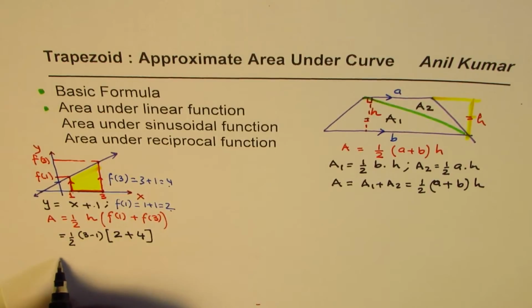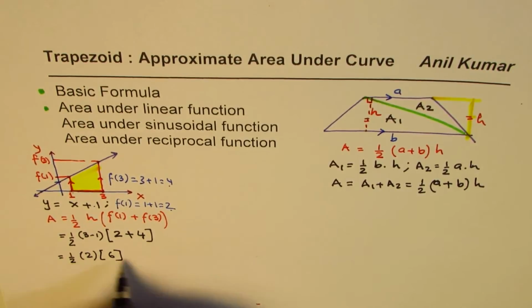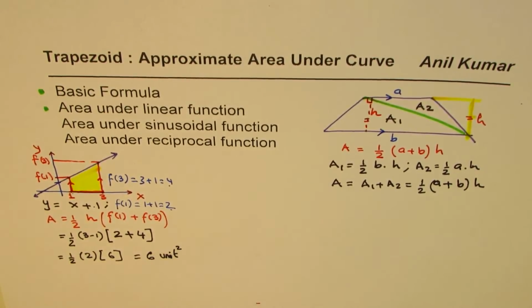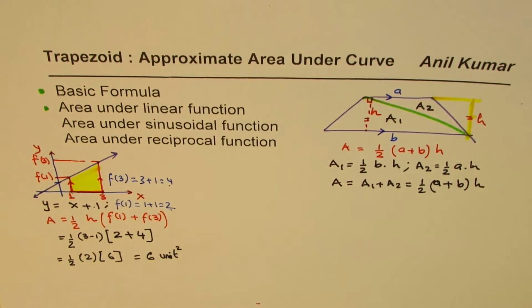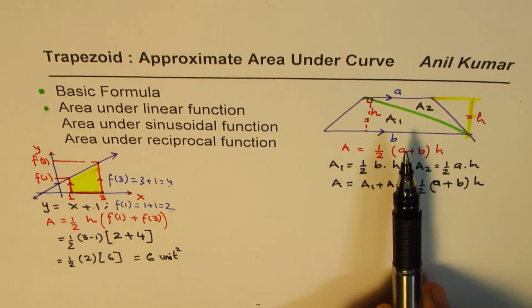Now we can calculate the values: half of that is 2, and this is 6, so the half and 2 cancel, giving 6. Unit square, since we don't know what the units are, so let's put unit square. So this is how you could find the area under the curve using the concept of a trapezoid.